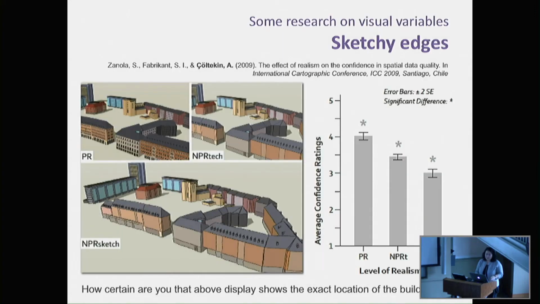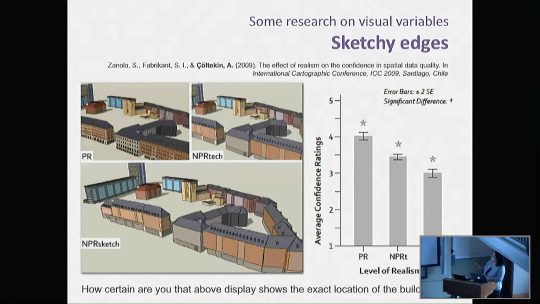For people like me who study all sorts of semiotics and visual variables and all sorts of ways to design visualization, I thought this is an interesting example that could actually be linked to uncertainty. So it's another realism study, actually. We have been showing people 3 different levels of realism, again, a different kind of setup. And the question was, how certain are you that the above display shows the exact location of the buildings? This way of showing has nothing to do with whether buildings are in the right location or not.